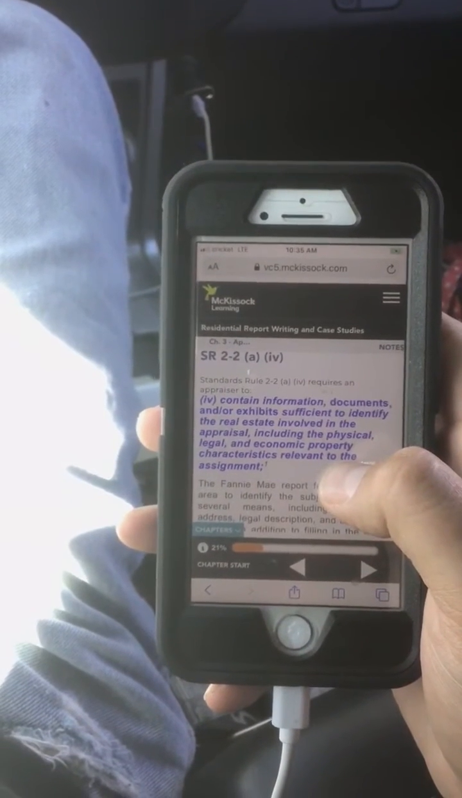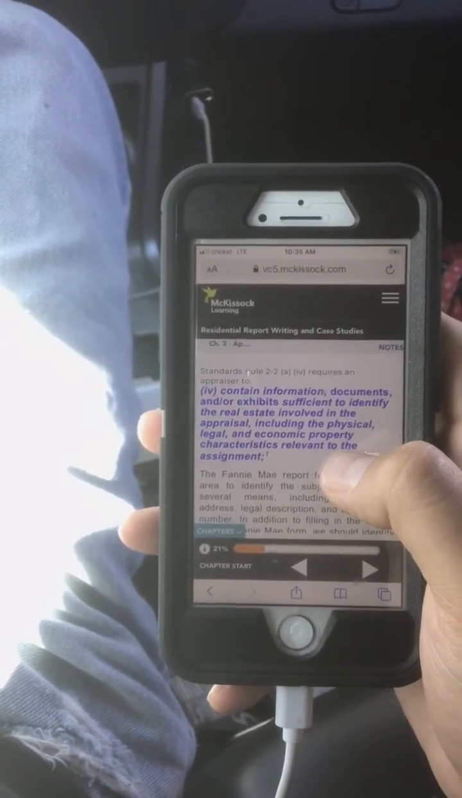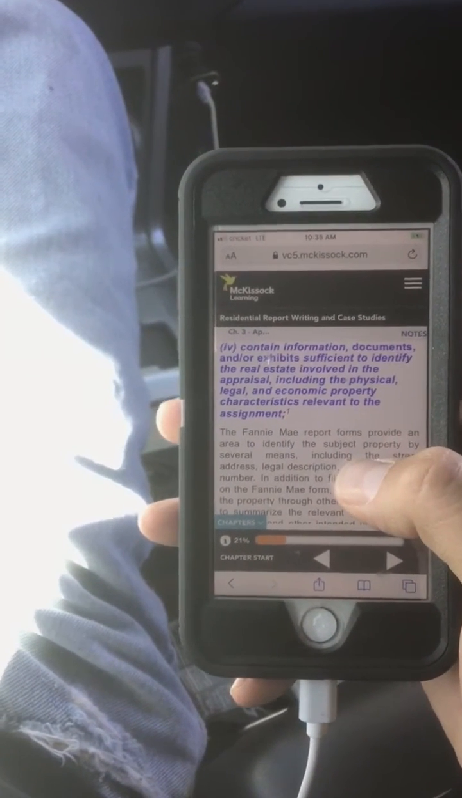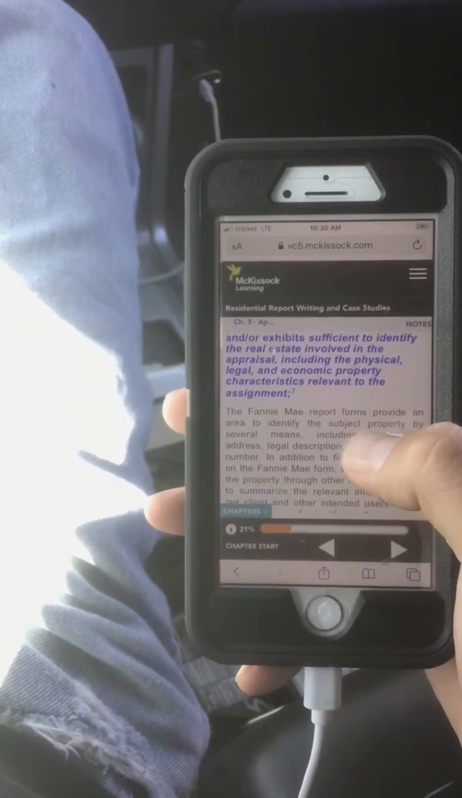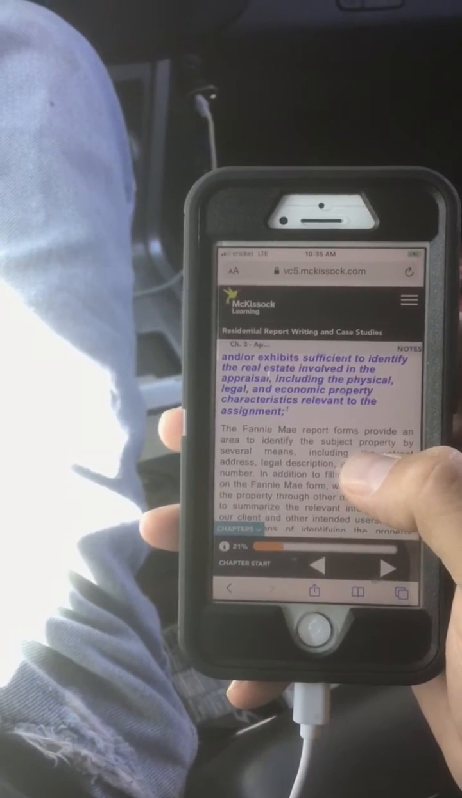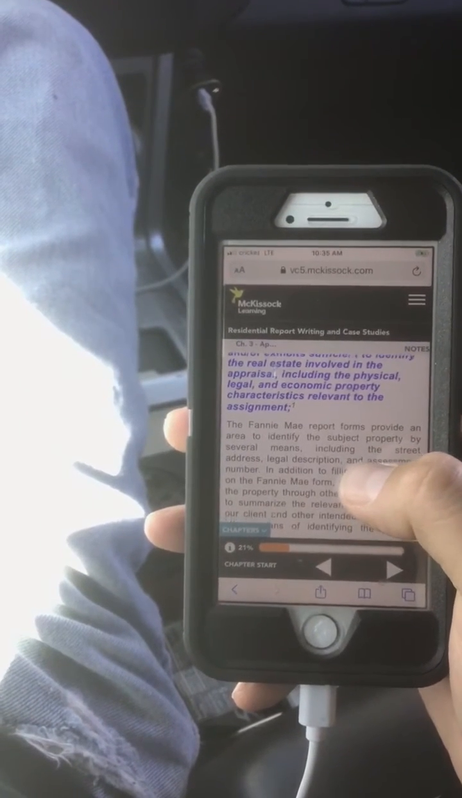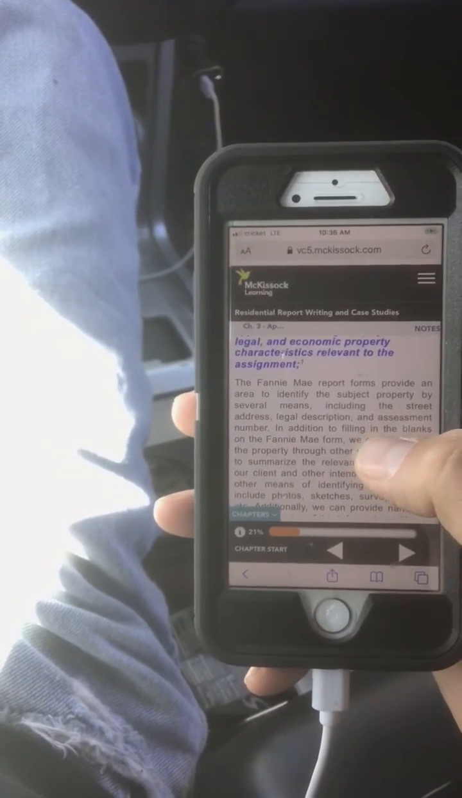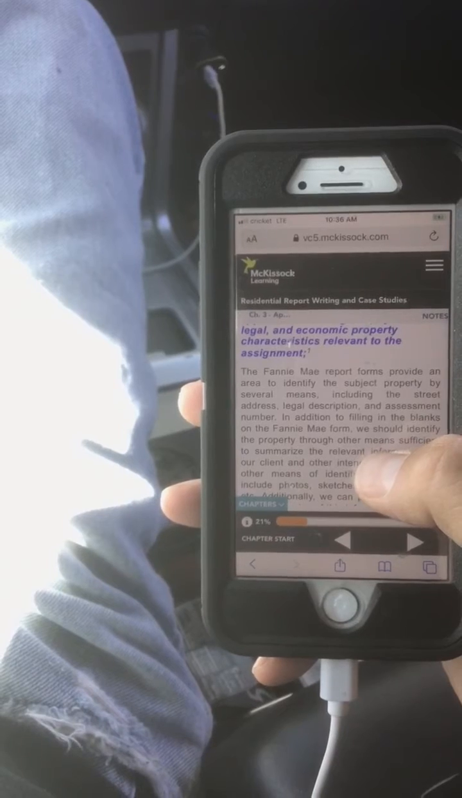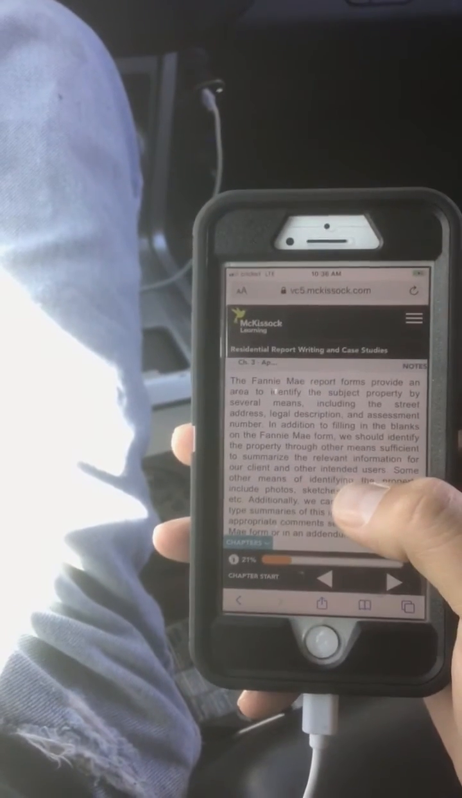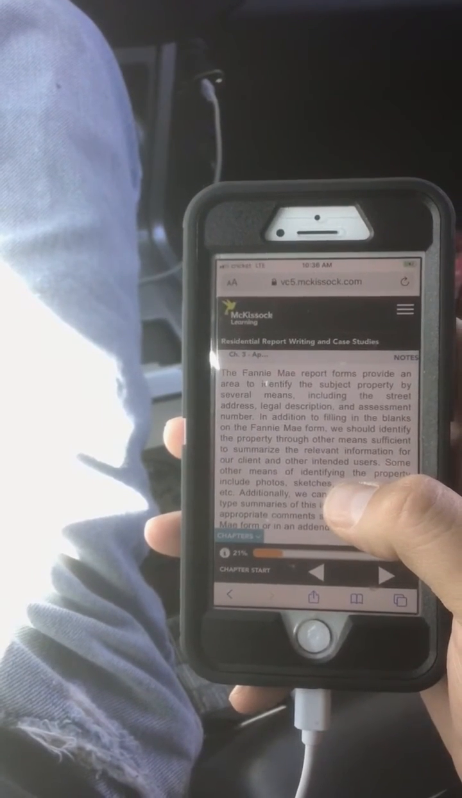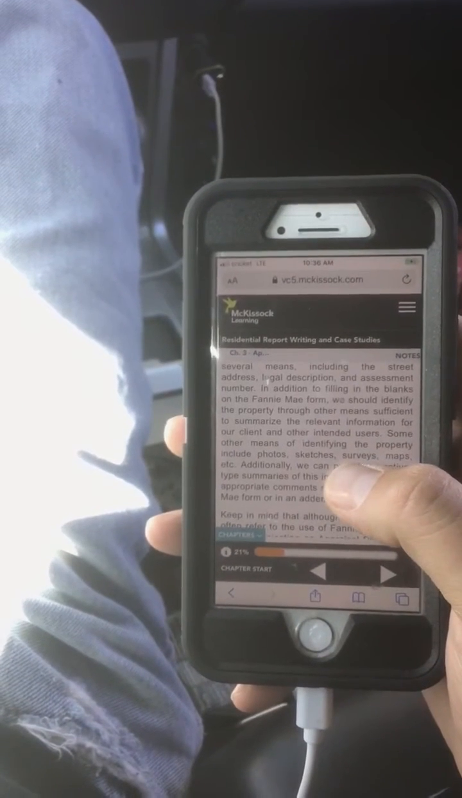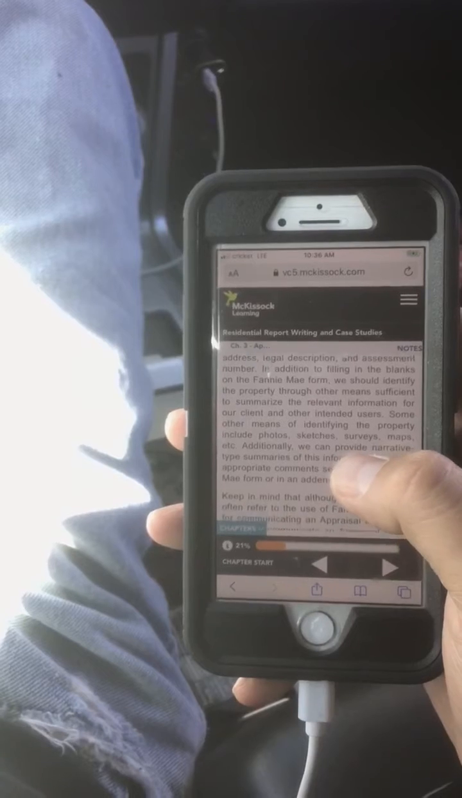Standards Rule 2-2A, Roman numeral 4, requires an appraiser to contain information, documents, and/or exhibits sufficient to identify the real estate involved in the appraisal, including the physical, legal, and economic property characteristics relevant to the assignment. The Fannie Mae report forms provide an area to identify the subject property by several means, including the street address, legal description, and assessment number.